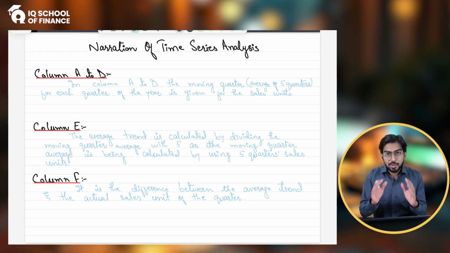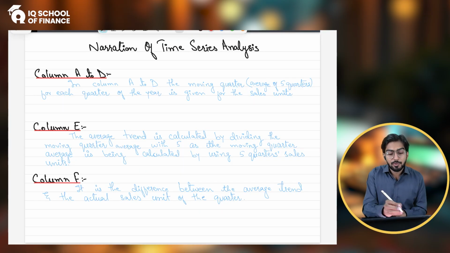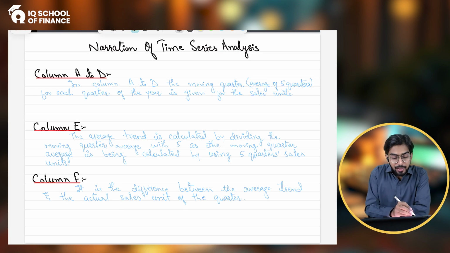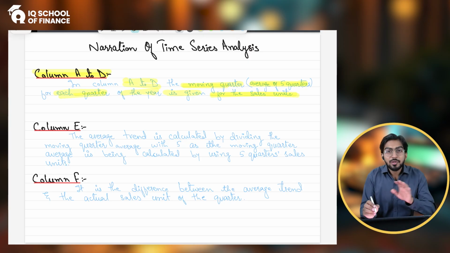So now we have understood columns A, B, C, and D. These four columns, what is the purpose and what is happening in these columns, we know this. So in our narration, we would mention this: in column A to D, the moving quarter average of 5 quarters for each quarter of the year is given for the sales unit. We don't need to calculate it. It is already given.